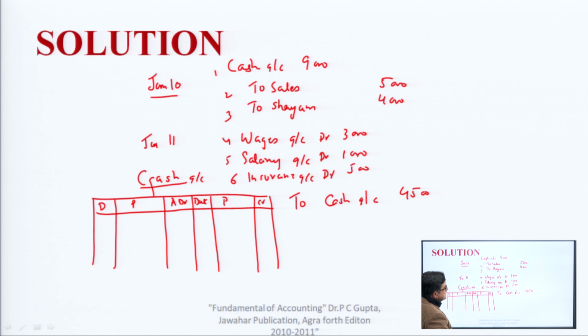So, we forget this, because cash is an asset and the asset comes in, it must be on the debit side. So, we use these two. When we write down To, this is To and there is To, moving this side: To Sales 5000, To Shyam 4000.